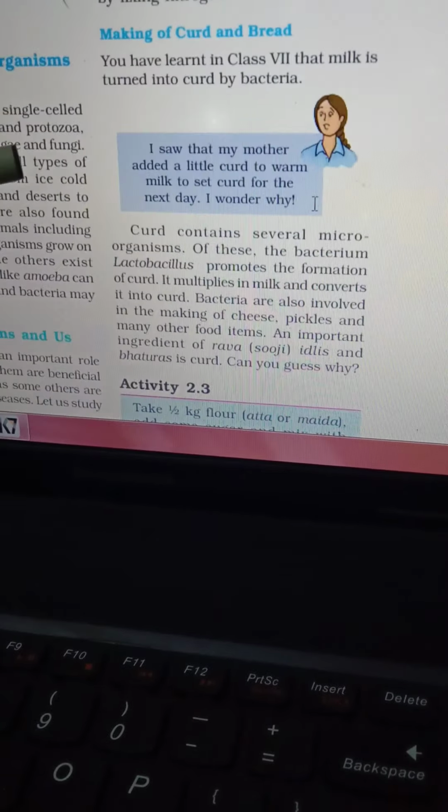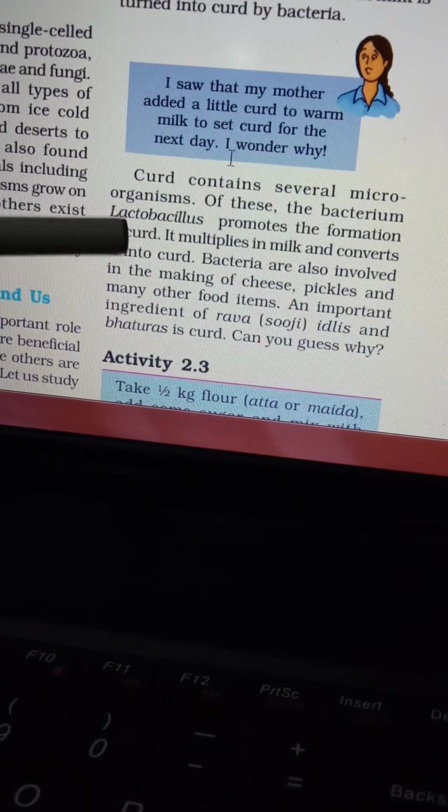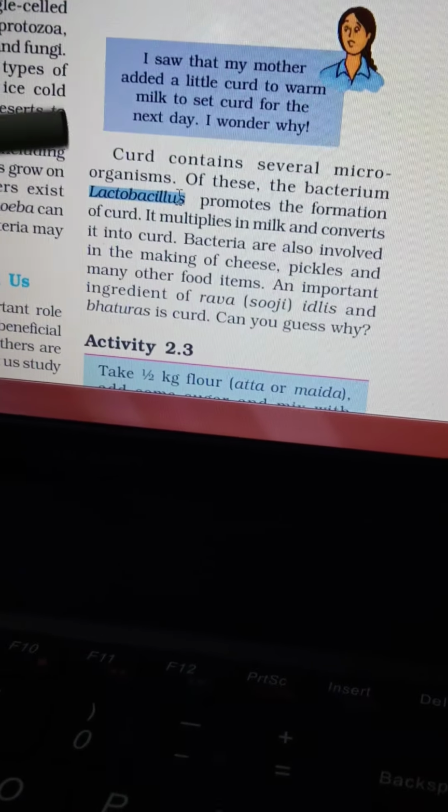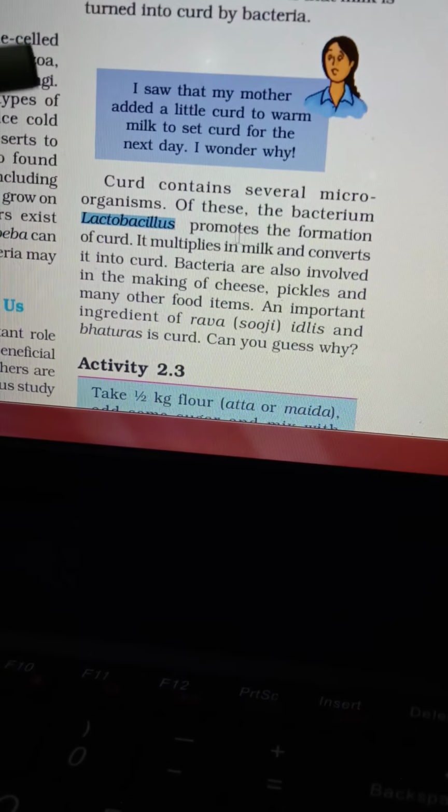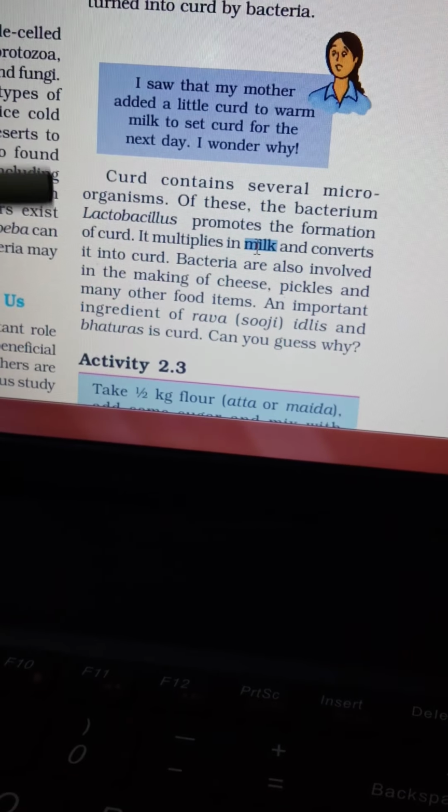Curd and bread. Curd contains several microorganisms. Of these, the important bacterium is lactobacillus. This promotes the formation of curd. It multiplies in milk and converts it into curd.